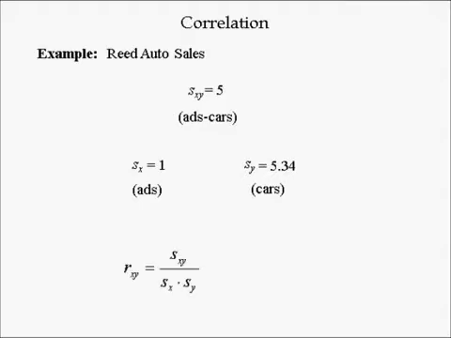The sample correlation is the ratio of the sample covariance, S sub xy, and the product of sample standard deviations, S sub x and S sub y. The sample covariance was 5 ads cars. The sample standard deviation of x was equal to 1 ad, and the sample standard deviation of y was equal to 5.34 cars. The units of the statistics cancel out, hence the sample correlation coefficient is equal to 0.9363.